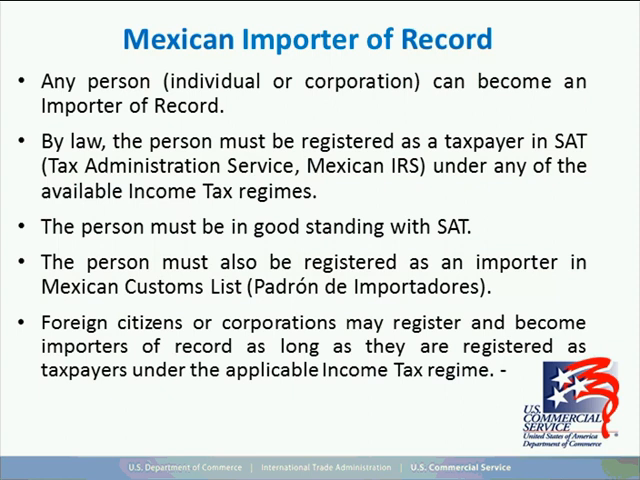Now, I just want to clarify this last point. As I said, foreign citizens and corporations can be importers of record, but it is very rare. I've only seen one case in my experience, and it was for a specific company that needed the transfer of goods from the U.S. to Mexico for a specific reason. The main reason that this is very rare is because specifically U.S. exporters want to avoid liability from customs. So my recommendation always is, as a U.S. corporation, do not become a Mexican importer of record unless it's extremely necessary. So going to the next slide.